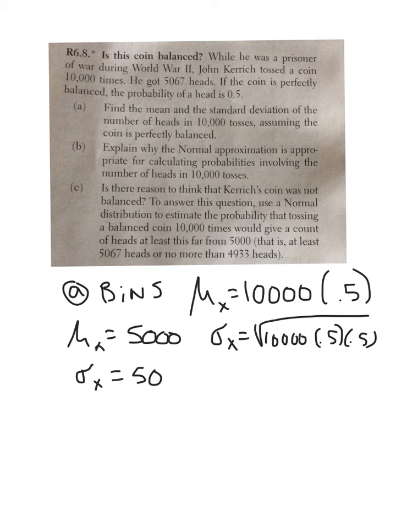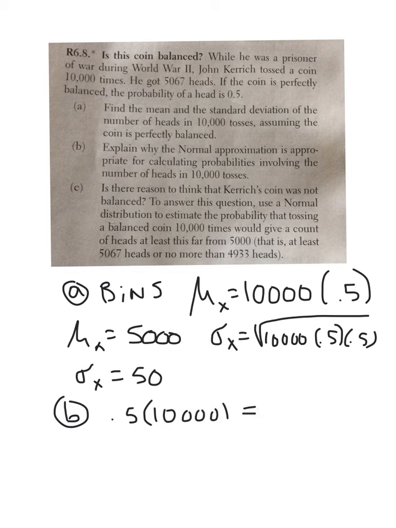How about B? Explain. What are we explaining? Oh, could we use the normal approximation? Well, yes, because if we take the probability and we multiply it by the average. Wait, what is it again? Hold on a second. No, it's the probability times the number of tosses, right? N times P. Get it right.